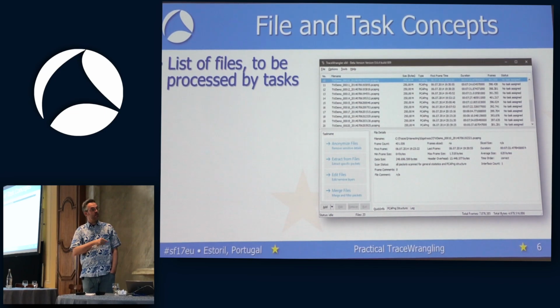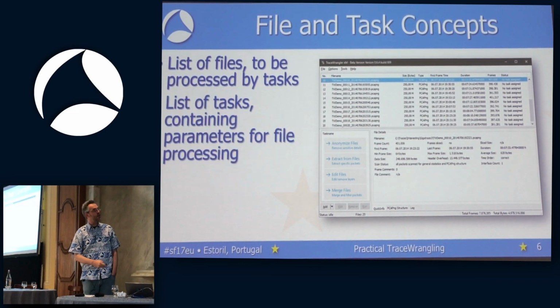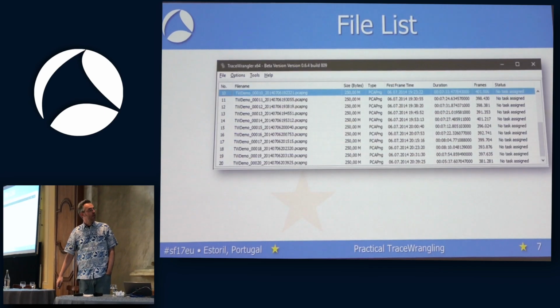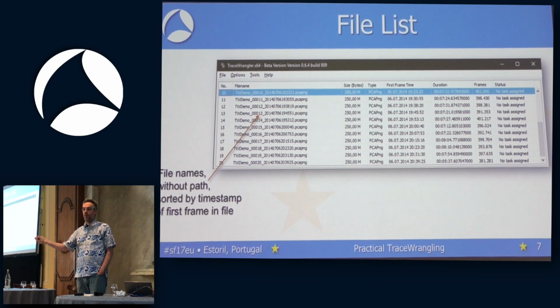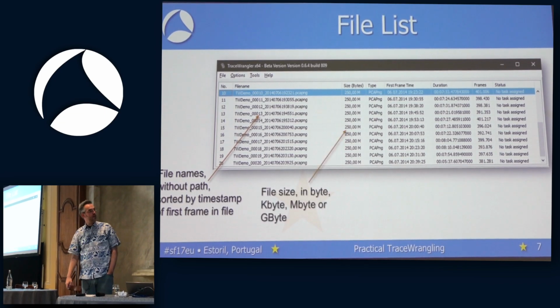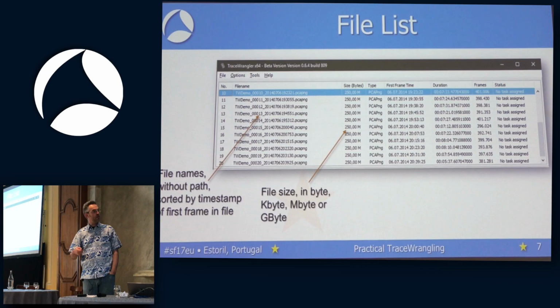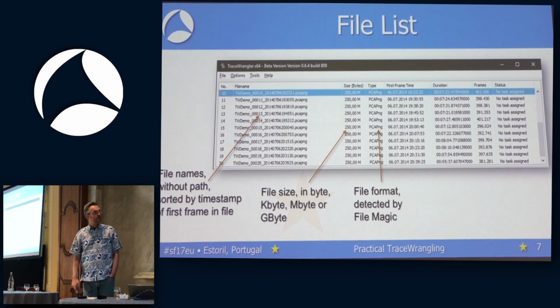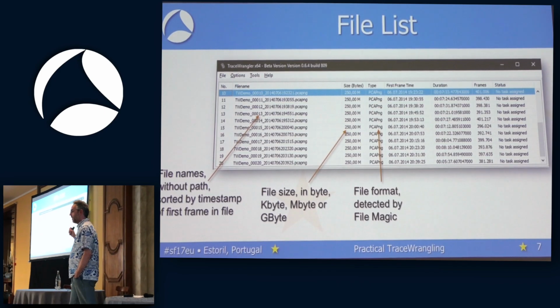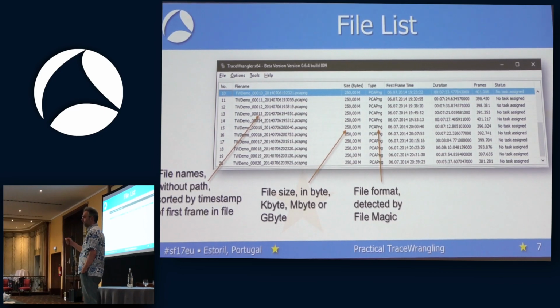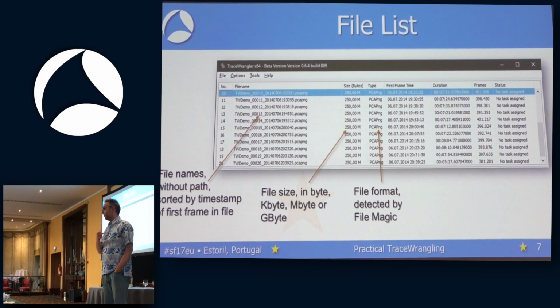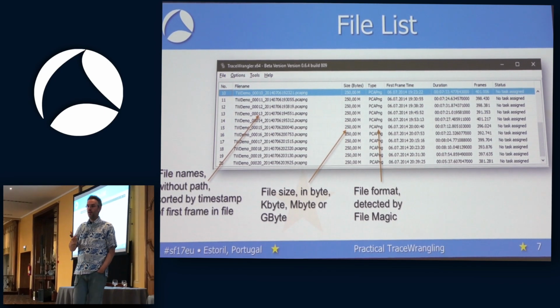File and task concepts, I'll show in the demo anyway, so I'll go over it. In there, you will have file names without the path, because who needs paths anyway? You know where the files come from. If you click on them, you will see the paths. We have file size in byte, kilobyte, megabyte, or gigabyte, which is nice. The file format of the files that you add is not determined by the extension, but by file magic. So if you drag a pcap file on it, which is called .pcapng, it will tell you this is a pcap file, not a pcapng file. So it looks at what the file really is, like Linux does.